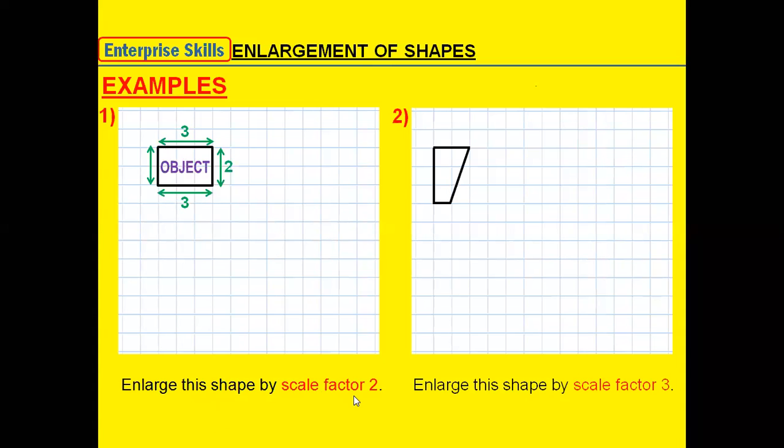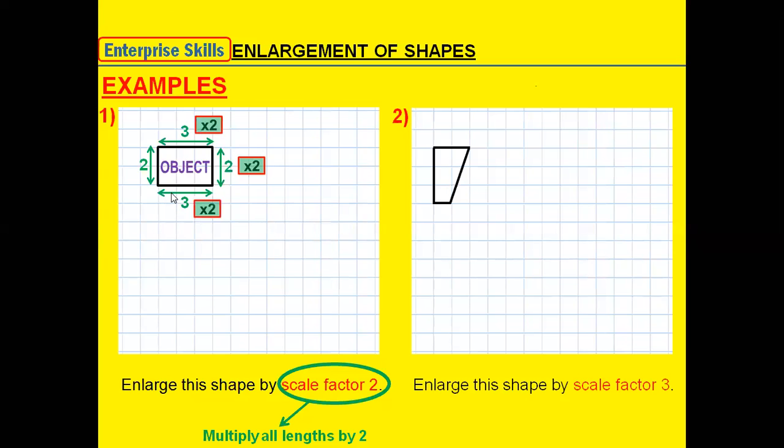Now, since the scale factor is 2, that means we multiply all the sides by 2, the lengths of the sides. Instead of 3, we're going to have 3 times 2, 2 times 2, 3 times 2, 2 times 2. So you're going to multiply all the sides by the scale factor.